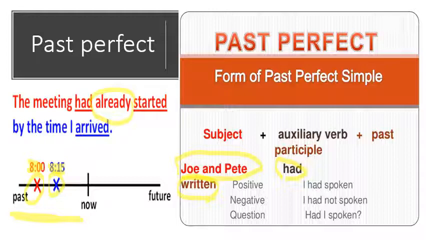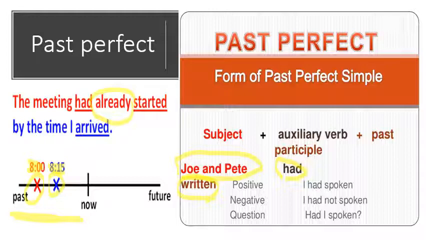And if you look at the positive, negative, and question forms: I had spoken, I hadn't spoken, had I spoken? This is how you create a question or change your sentence into the negative form. Okay.